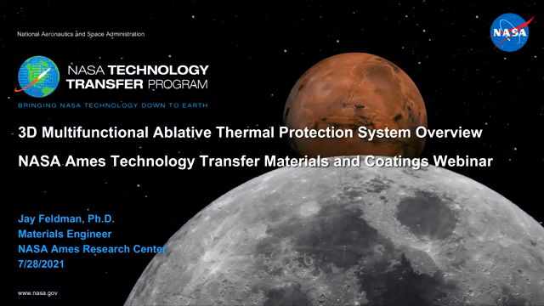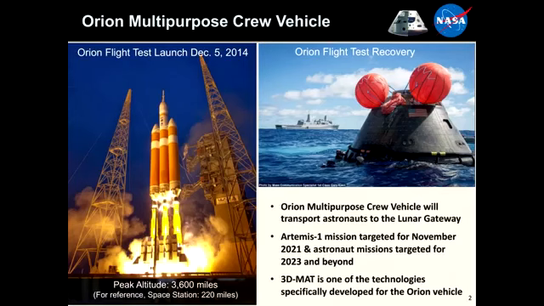Okay, let's see if I can advance to the next slide. There we go. So why did we need to develop this 3D ablative composite material? It comes down to the Orion multipurpose crew vehicle and the development of that. So far, Orion has flown one time, a flight test in 2014. This was an orbit around the Earth and back in, landing in the ocean outside of San Diego, a recovery shown on the top right here.